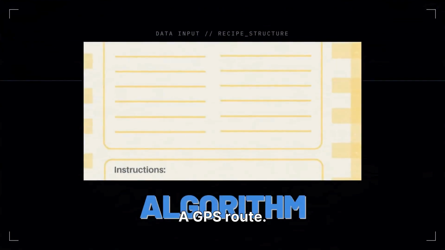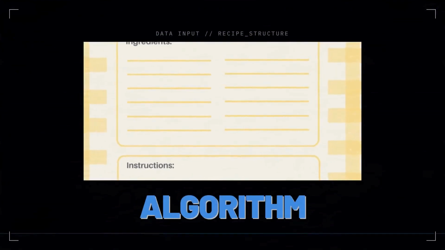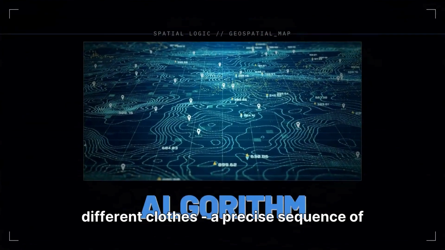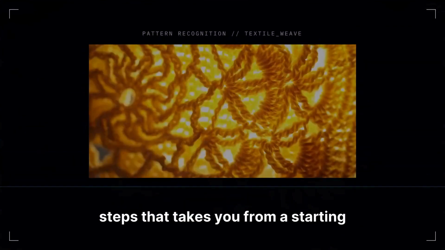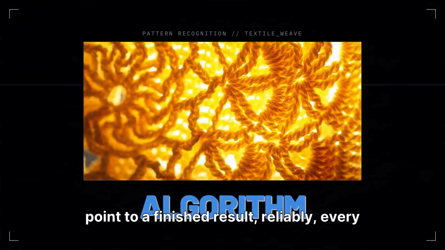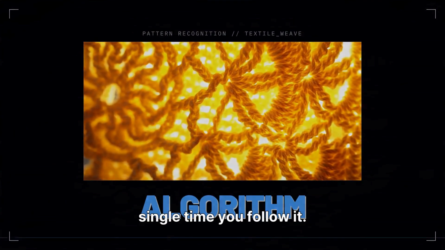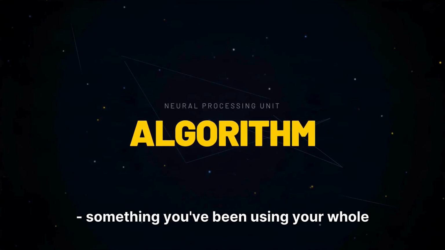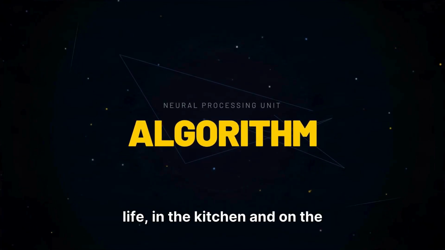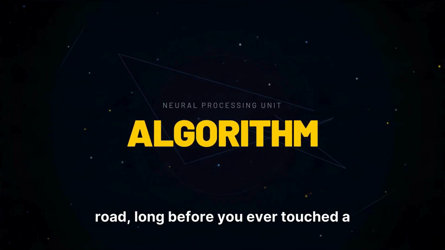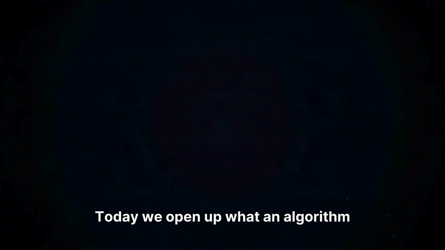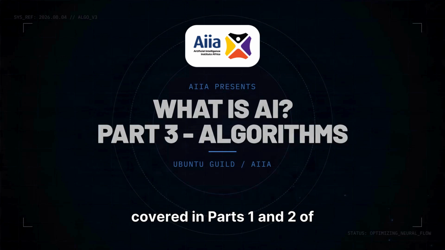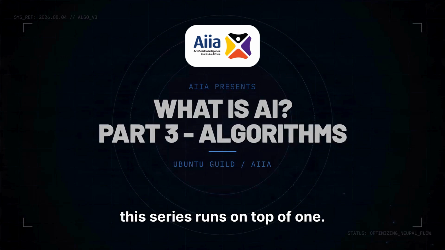A recipe, a GPS route, a knitting pattern. All three are the same thing wearing different clothes. A precise sequence of steps that takes you from a starting point to a finished result, reliably, every single time you follow it. That's an algorithm, not some mysterious piece of computer wizardry. Something you've been using your whole life in the kitchen and on the road, long before you ever touched a computer. Today we open up what an algorithm actually is and why every single thing covered in parts 1 and 2 of this series runs on top of one.